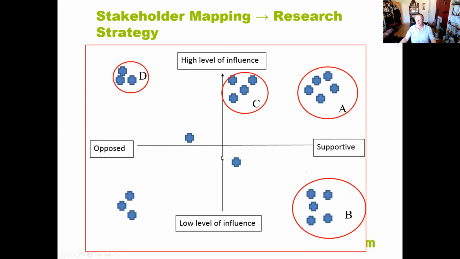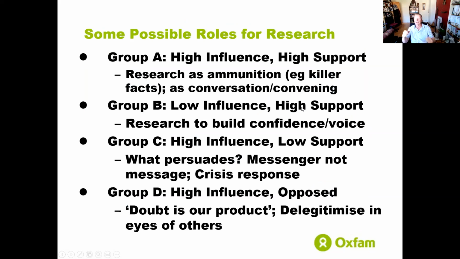So I've just highlighted 4 potential clusters. So cluster A is they agree with you and they're powerful, okay? So these are your natural allies. And what you do there, you don't need to convince them. They agree with you, right? So 2 things that may be worth doing. One is giving them more help with their campaign, with their influencing. They may want ammunition, killer facts, which I'll talk about in a bit. This is where research is really helpful.